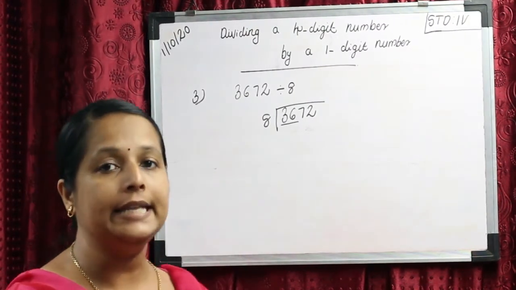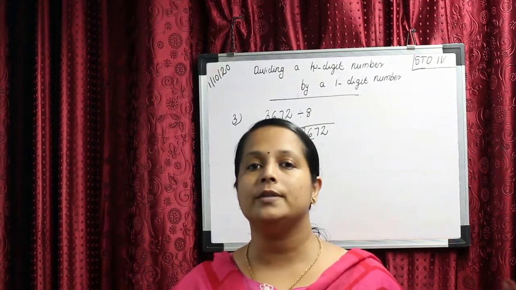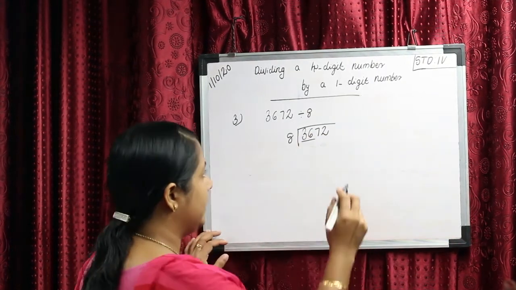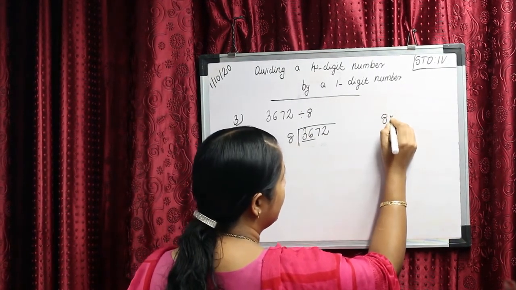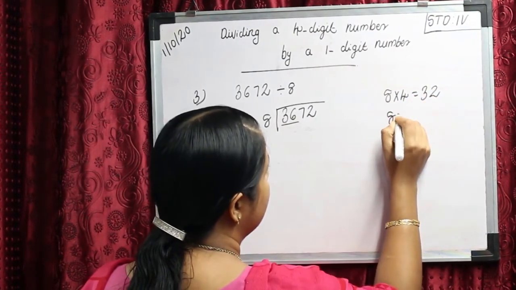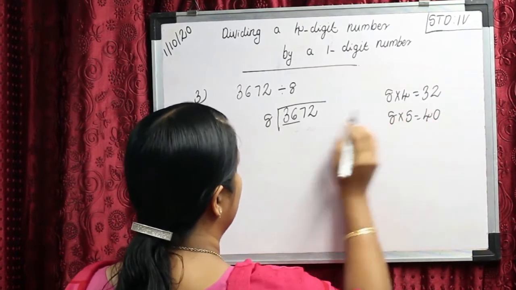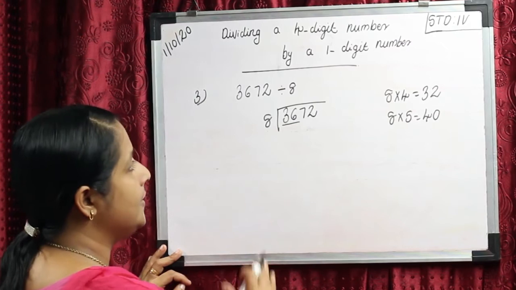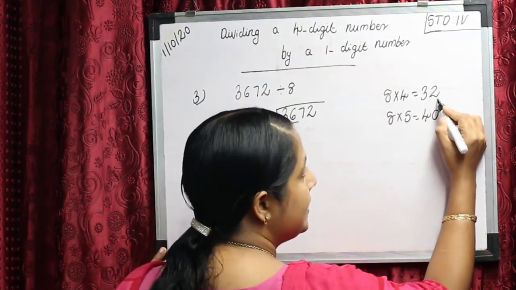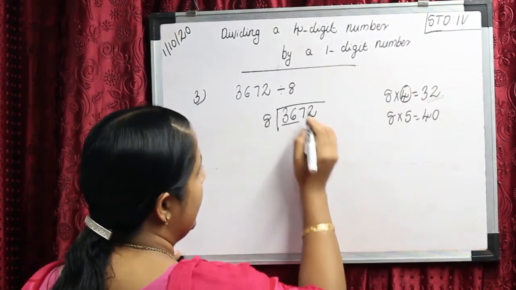8 1s are 8. 8 2s are 16. 8 3s are 24. 8 4s are 32. 8 5s are 40. So 8 4s are 32 and 8 5s are 40. Here we want the number 36. So there is no 36 in 8's table. That's why we are selecting less than 36. That is 32. Then we got the answer 32 as 4 times.